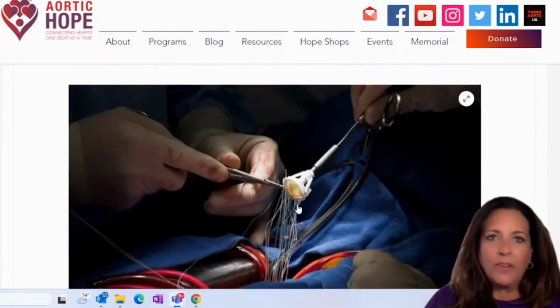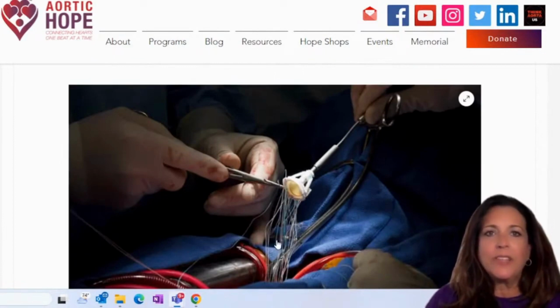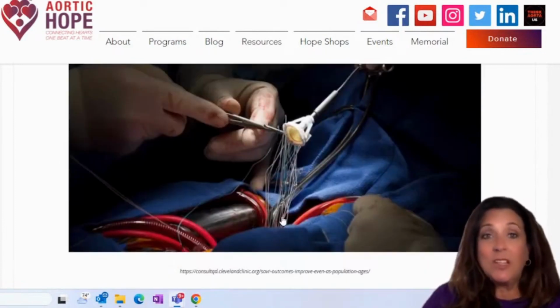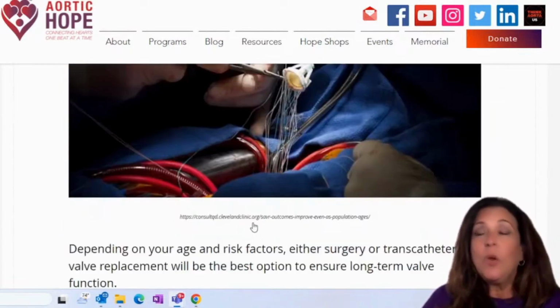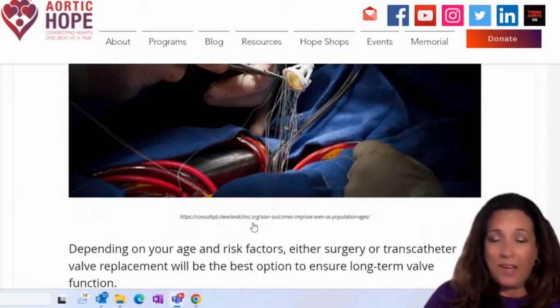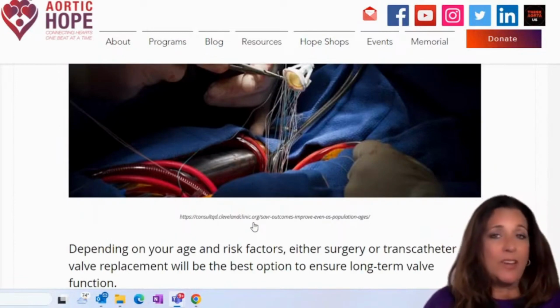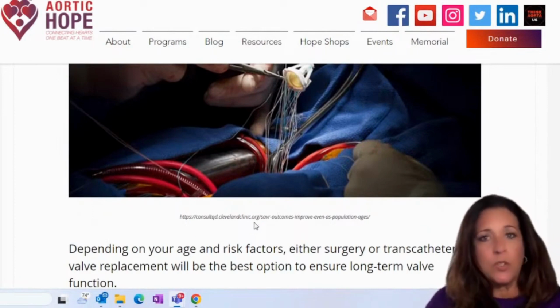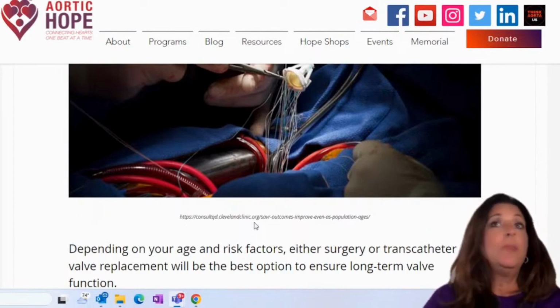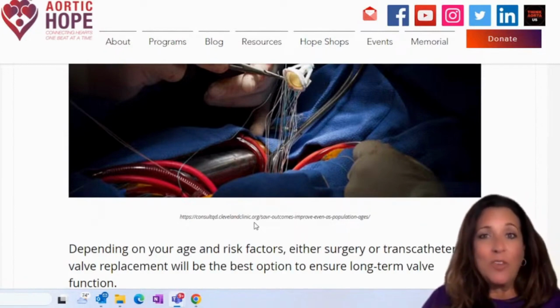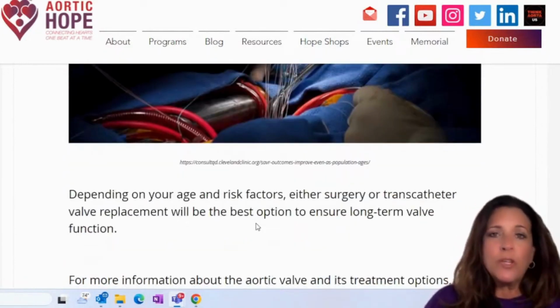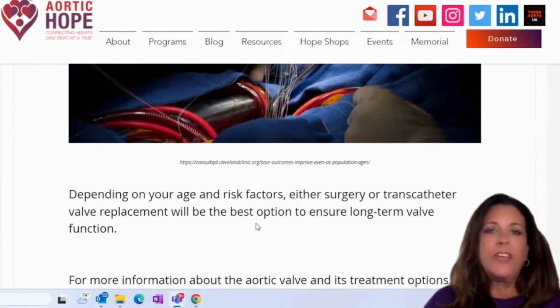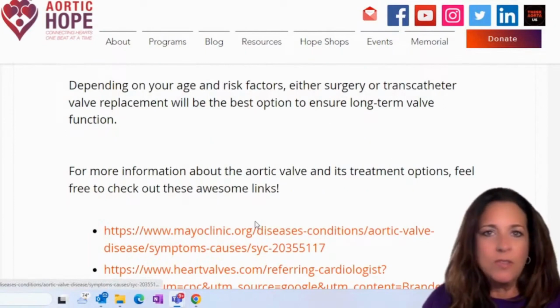There is a look at what the valve looks like. Lots of what looks like stitching that's going to have to go on. This is an open heart procedure situation. I know that they typically do open if there's going to be an aneurysm involved, and they may want to get rid of that aneurysm as well. But there's so many factors that go into determining what kind of surgery if you need it. And then there's a million and one factors that go into what kind of valve you might want. But so surgery or transcatheter valve replacement, they're going to figure out what it is to ensure long-term valve function because nobody wants to go through this more than once.